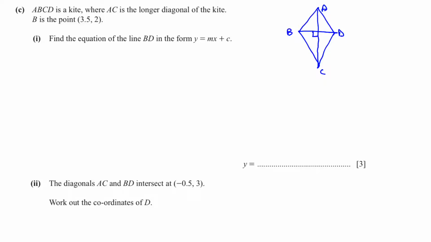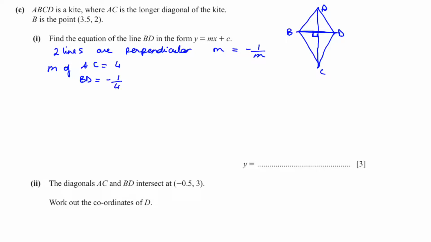The diagonals intersect at the perpendicular bisector. So it is 90 degrees here. Because it is a perpendicular bisector, the rule is that if two lines are perpendicular, the gradients are going to be, if your gradient is m, the perpendicular gradient will be -1 over m. The gradient of AC is 4, we found it. So the gradient of the line BD, because it is perpendicular, will be -1 over 4.